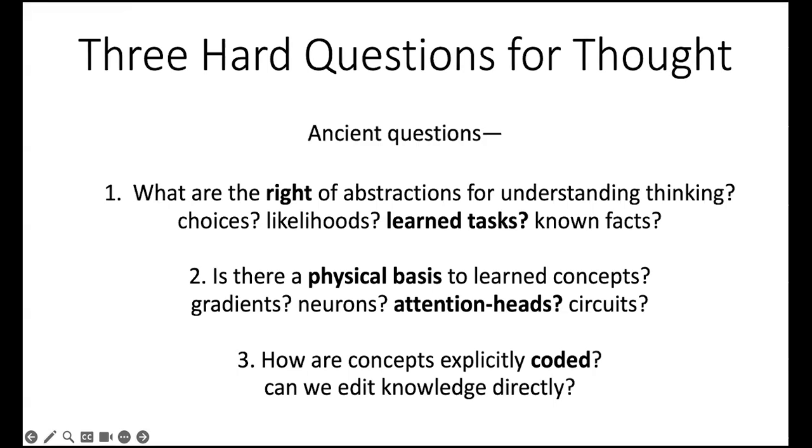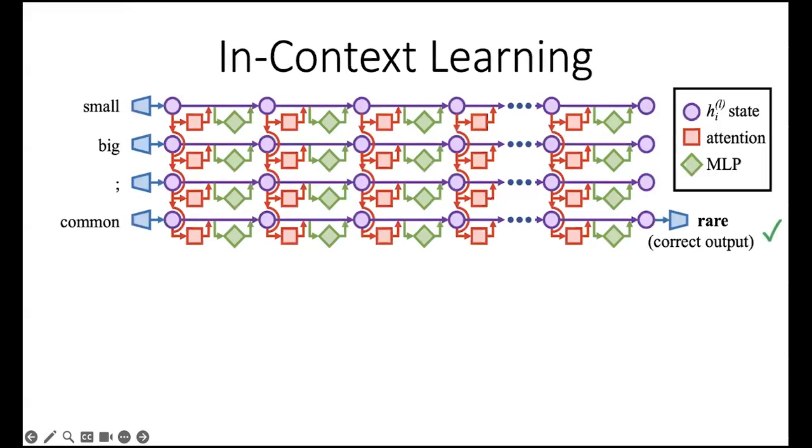So these are very fundamental questions about what thinking is. And so let's go through the example of in-context learning here. I'm showing you the end of a prompt: small, big, common, and then the opposite. This is the antonym ICL task, and this model can do it, right? The prediction that it's going to make is the word rare.